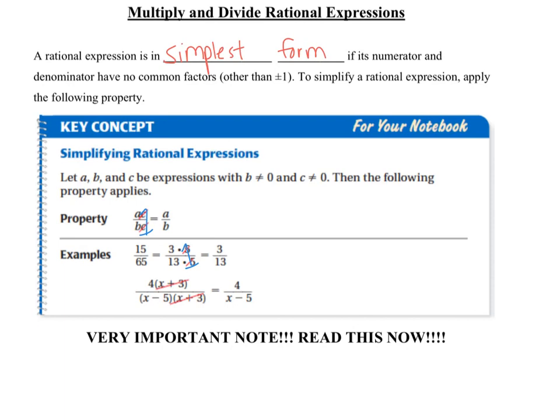We can do the exact same idea with binomials rather than monomial factors. So if we had 4 times x plus 3 divided by the quantity x minus 5 times x plus 3, the x plus 3's would divide out. We'd be left with 4 over x minus 5.